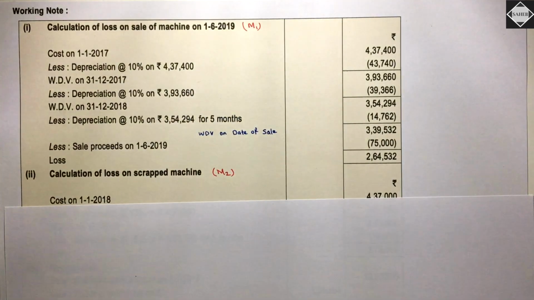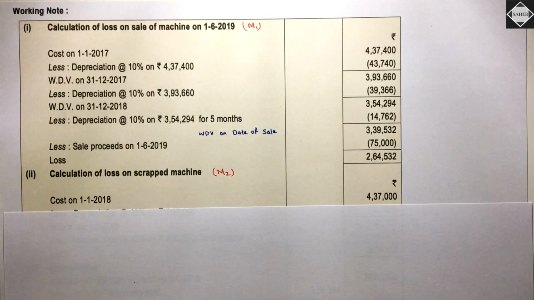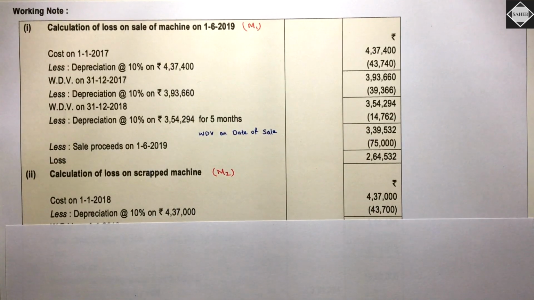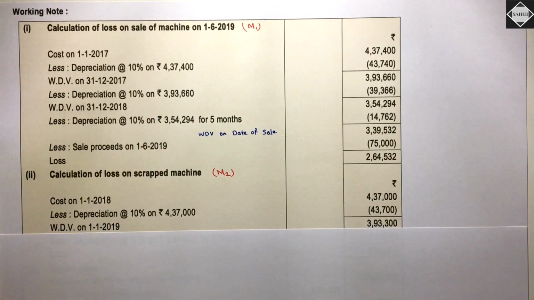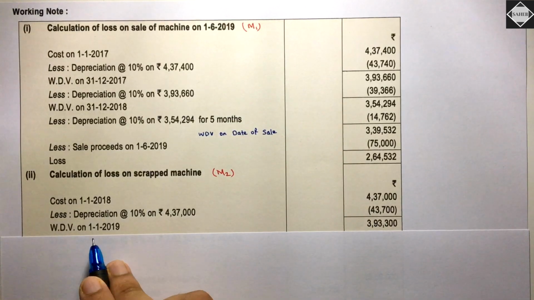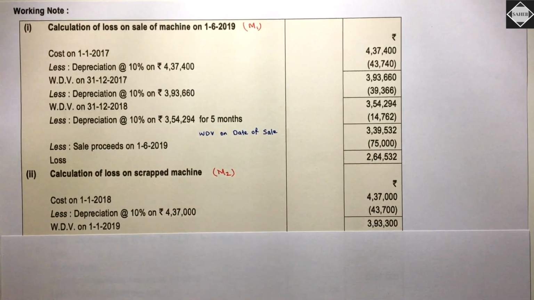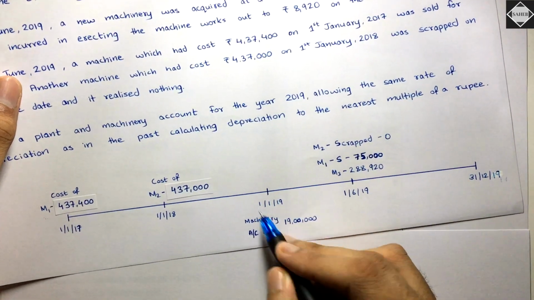Let's start. The same rate of depreciation only, 10% only. Okay, so cost is 4,37,000, we saw on the timeline. 10% is the depreciation rate, so less depreciation at 10% on 4,37,000. Just cut 1 0, 43,700. Okay, subtract that, you will get 3,93,300. This is the WDV on 1st January 2019. Okay, 1st January 2019. What is that? Which date is that? 1st January 2019. Okay, the opening date of the current year.